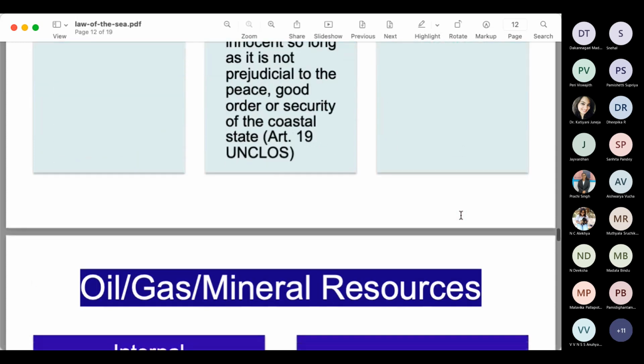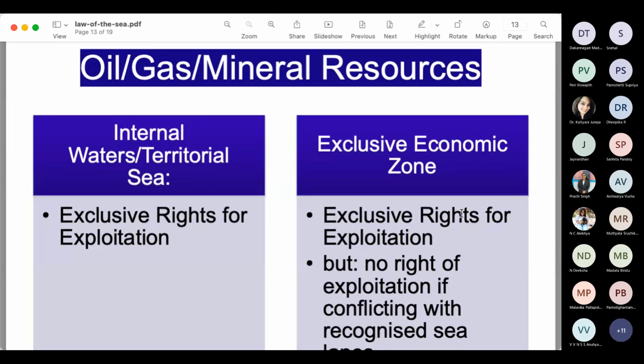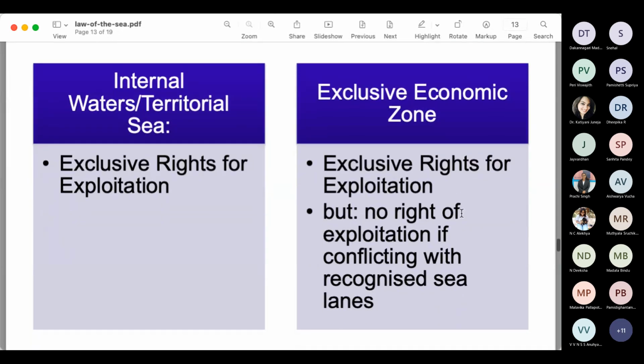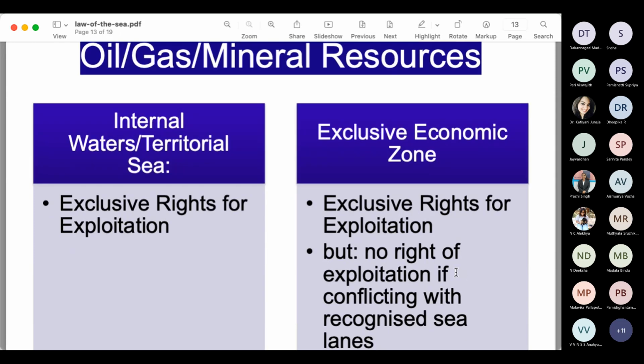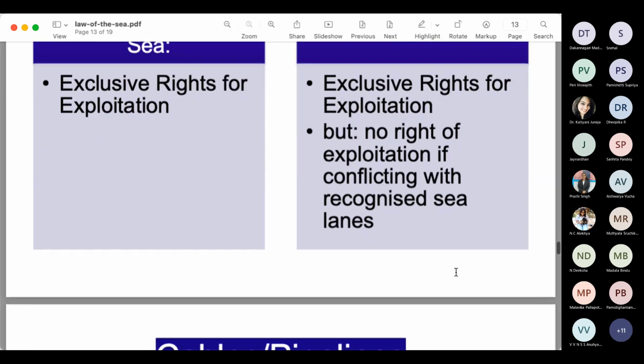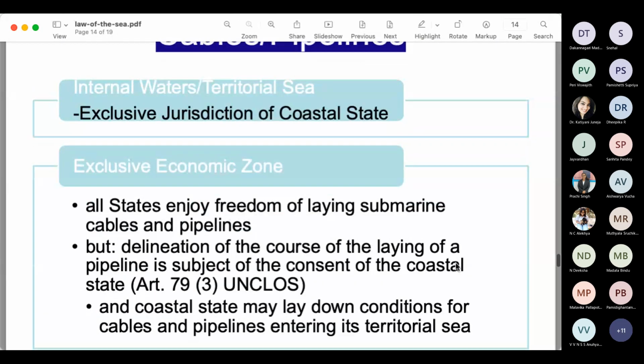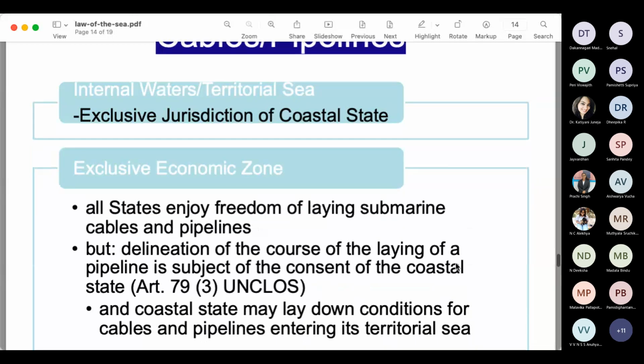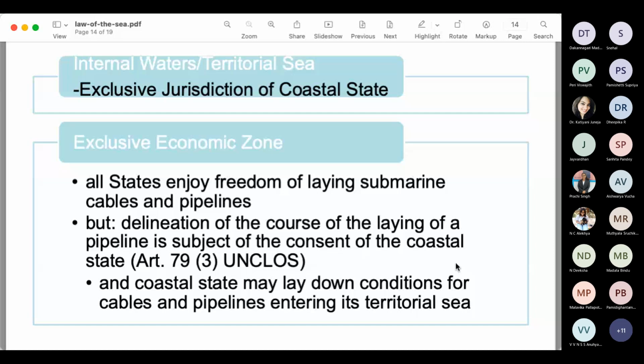Similarly, for exploring and extracting natural resources like oil, gas, minerals, exclusive rights of exploitation are given, but no right of exploitation is recognized when there are sea lanes or some obligations by the sea that these things are not to be done. Then, usage of cables and pipelines. All the coastal states have the freedom to enjoy laying submarine cables and pipelines. The pipeline is subject to the consent of the state. Even nearby states can have access to it, but only with a pre-condition set by the coastal state.